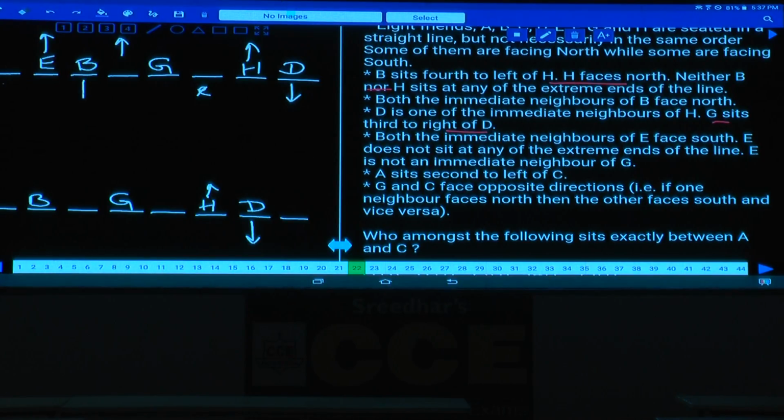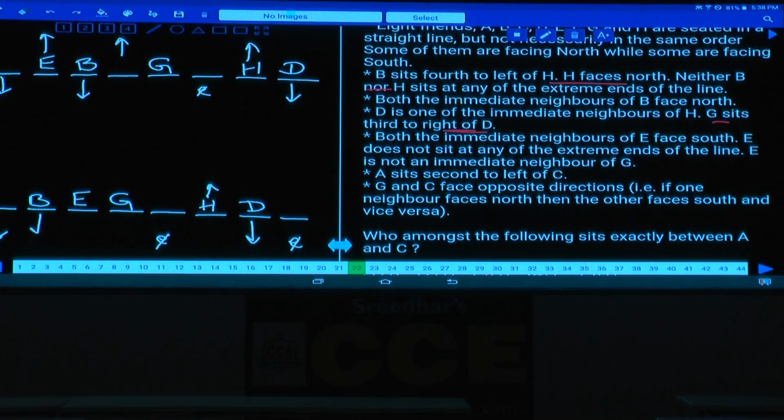This B and the other person. Immediate neighbors of E face south. And in this case, immediate neighbors of E face south. D is one of the immediate neighbors of G, and both the immediate neighbors of E face south. E cannot be at this place, because H is south, and E cannot be at this place either, hence E must be here.